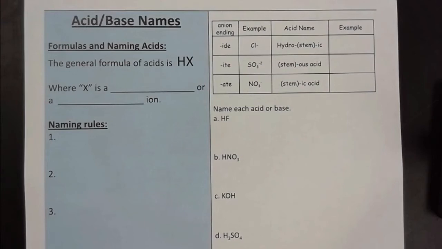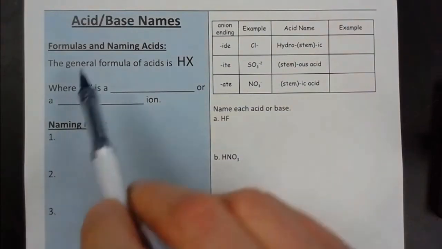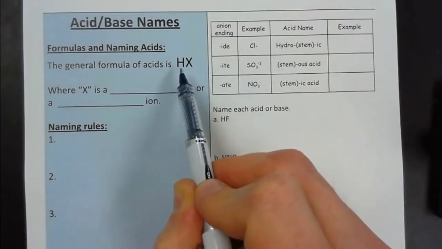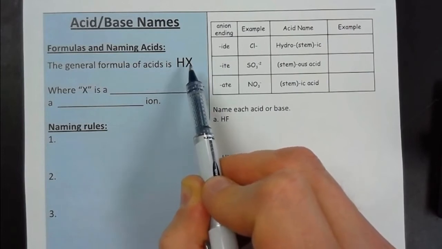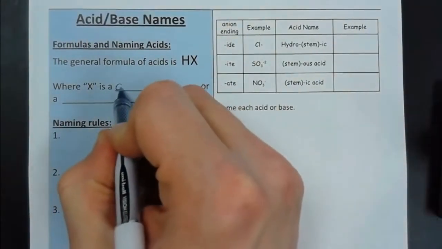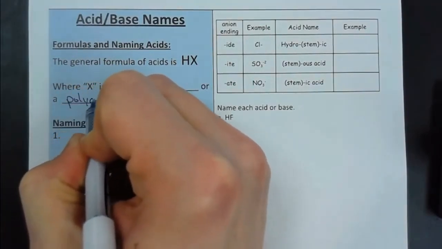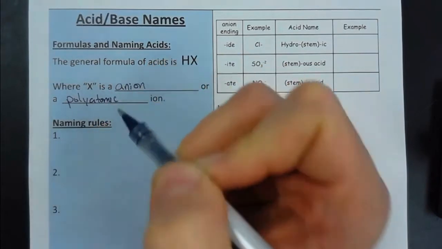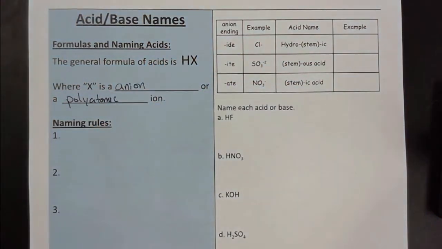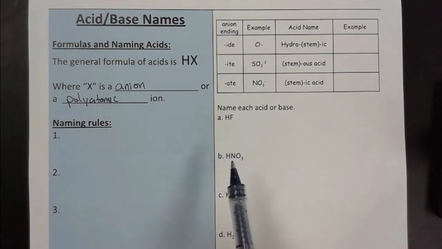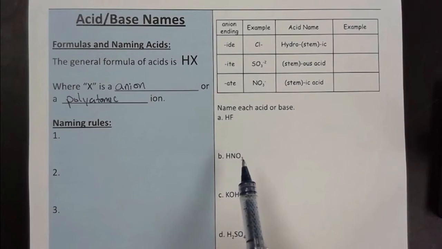Ionic and molecular compounds. So first off, the general formula of all acids is going to follow this HX, where anything that starts with hydrogen and is bonded to either an anion, a negative ion, or a polyatomic, that's what we're going to use to identify that as an acid. So here A starts with hydrogen bonded to fluorine, acid. Starts with hydrogen bonded to the polyatomic nitrate, that's an acid. Starts with potassium, has hydroxide in it, has to be a base.